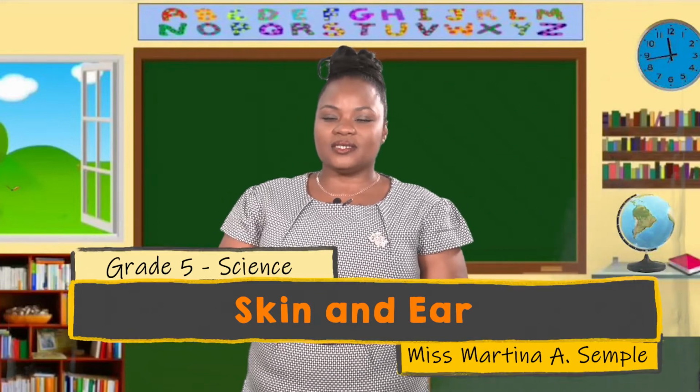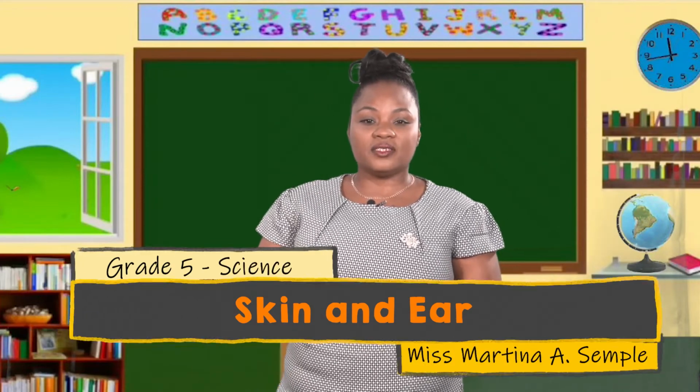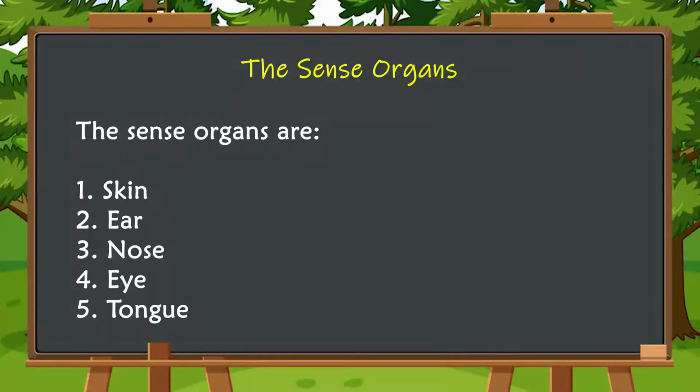Today in science we will be looking at the sense organs, and at the end of this lesson we will be able to name the senses correctly, identify the sense organs, and identify the parts and their functions. There are 5 sense organs. The senses are feeling, hearing, smelling, tasting, and seeing. The sense organs are the skin, the ear, the nose, the eye, and the tongue.